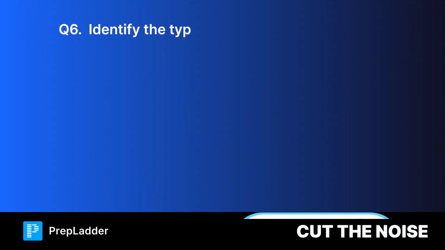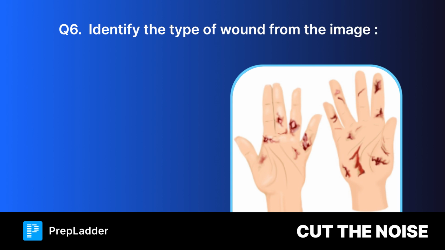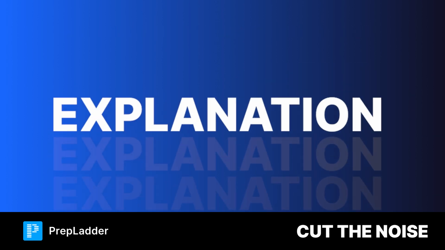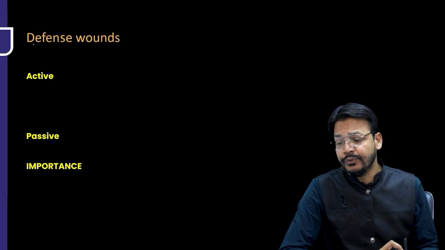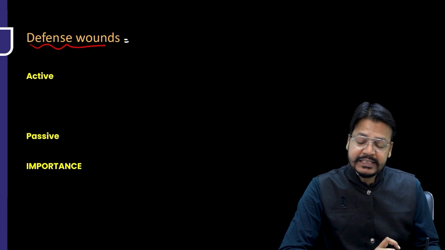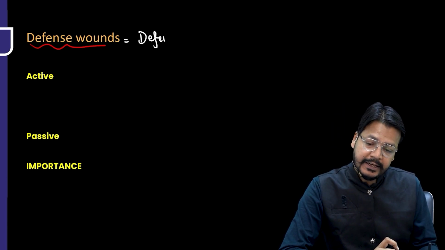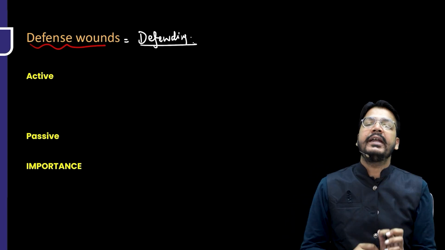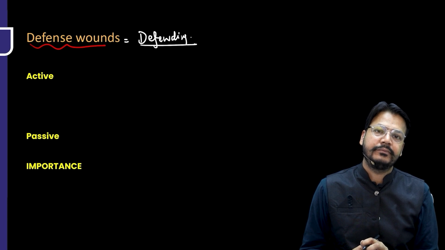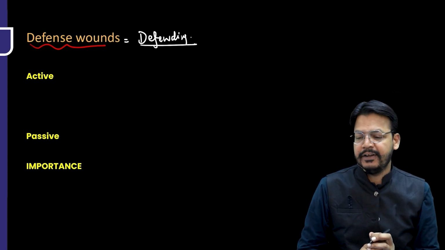Question 6. Identify the type of wound from the image. Your options are. And the correct answer is defense wounds. Here's the explanation. Defense wounds are the wounds which are seen during defense, that is, defending. If you are defending, the wounds are known as defense wounds. Very, very important.